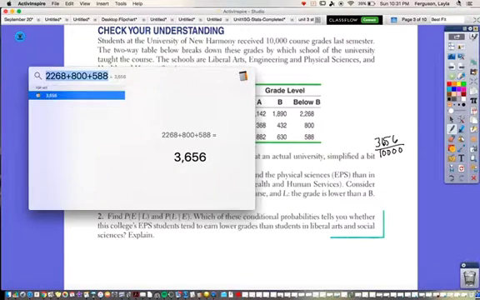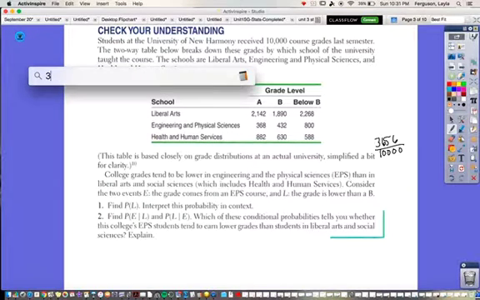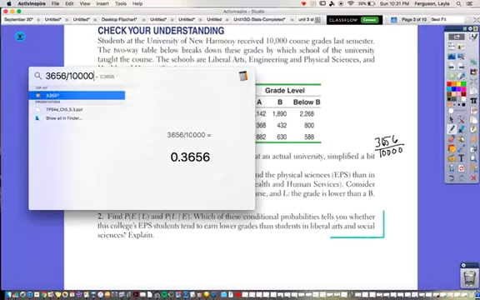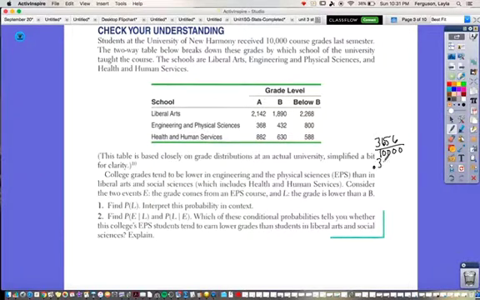And so whenever you do 3,656 divided by 10,000, you get 0.3656. So I get the probability of L by adding up all of the below B's over the total of course grades that we have.